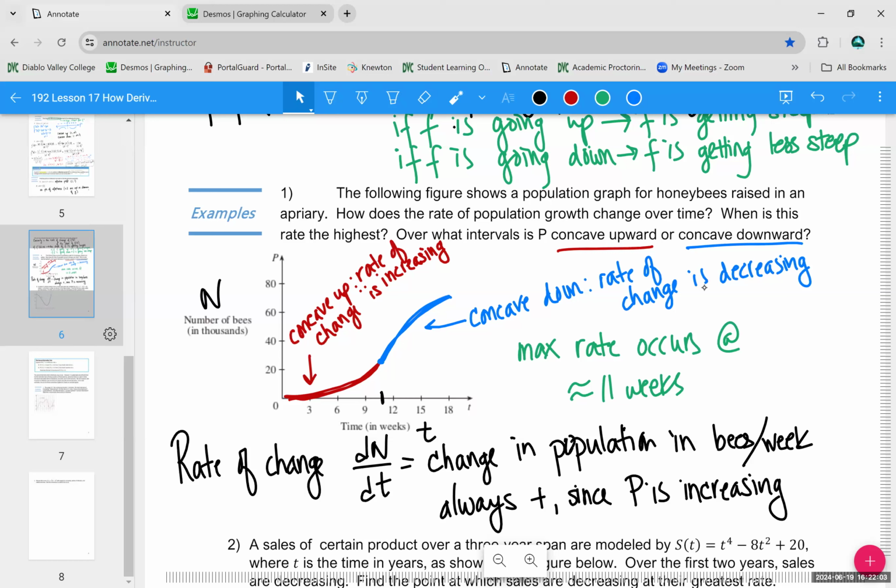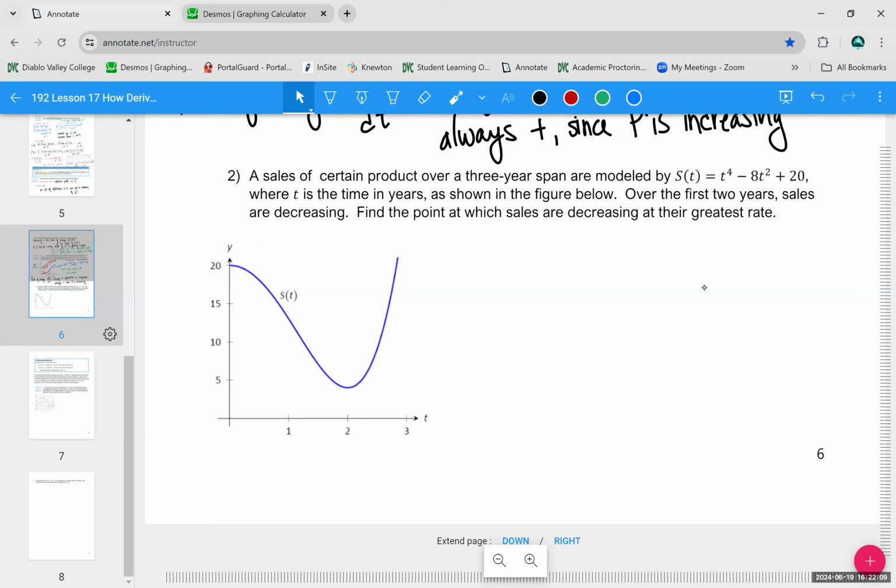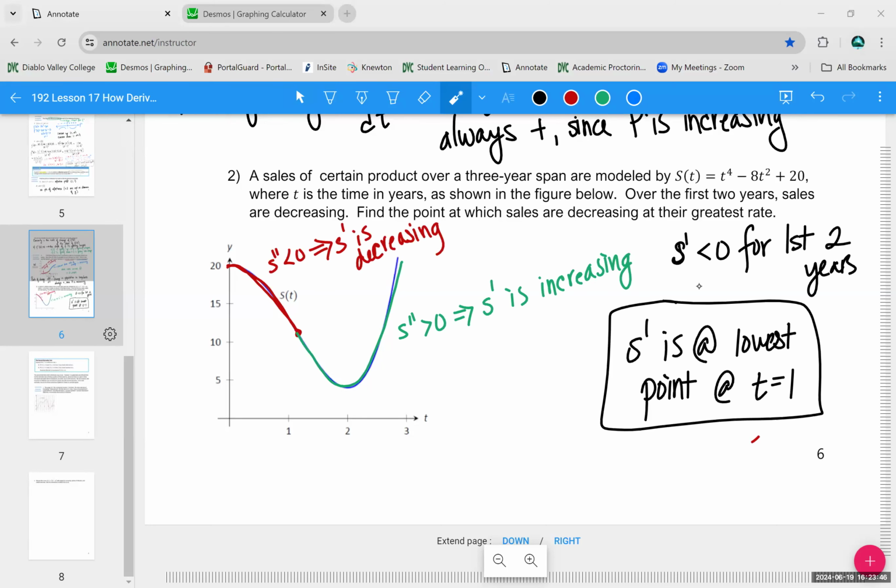So there is a similar problem right below here. And I want you to pause the video, read the problem, and give it a try. Okay, so we're looking at sales over a certain time, a 3-year span, and the sales themselves decreased for the first 2 years and then finally started to pick back up.